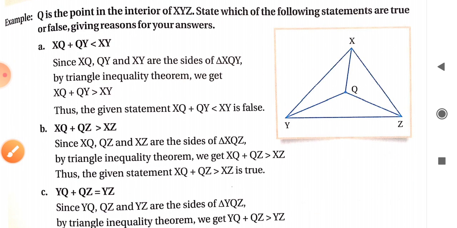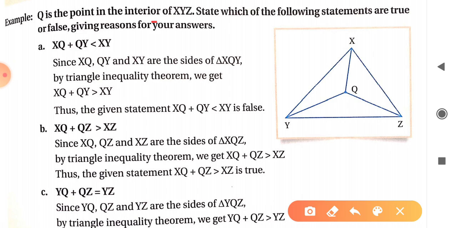Then the last example: Q is a point in the interior of triangle XYZ. State which of the following statements are true or false and give reasons for your answers. The first is XQ plus QY is less than XY. Firstly we have to see which triangle these sides belong to. XQ means this side, then QY, then XY. So these are sides of triangle XYQ.